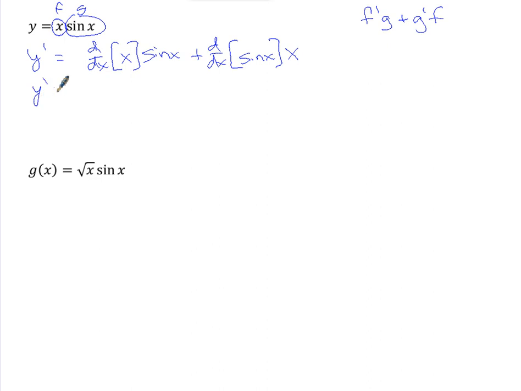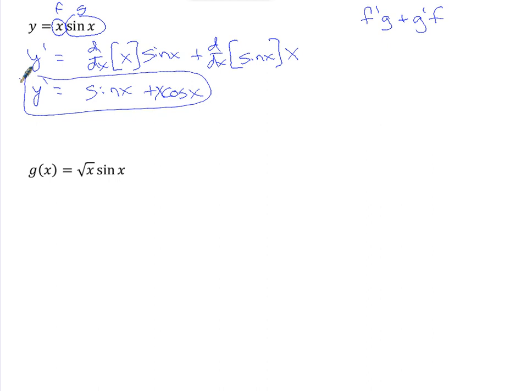So now we have y prime equals, the derivative with respect to x of x is 1, and then times sine x is just sine x. Then I have plus the derivative with respect to x of sine x, which is what? Cosine x. So that's plus cosine x, and then times x. So at the end I'd have times x, or I could squeeze that x in right there. Sine x plus x cosine x. The derivatives are done. There's no way to simplify that, so that's the answer.